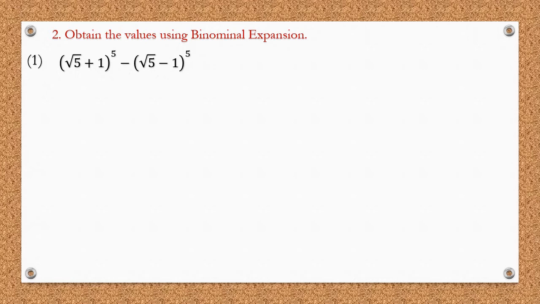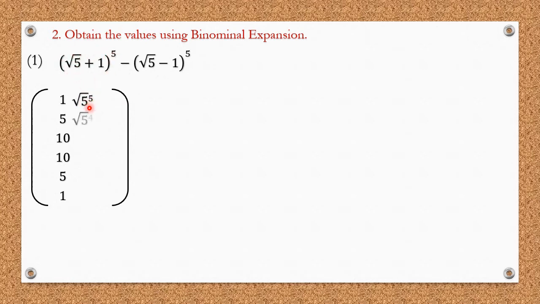This time I am going to calculate the expansion vertically like this. So first of all, we will take the first term, that is root 5 plus 1, and we will expand this. We have the power 5, so our coefficients will be 1, 5, 10, 10, 5, 1. The first term is root 5, so root 5 with the maximum power 5, then 4, 3, 2, 1. The second term is 1 with minimum power 0, then 1, 2, 3, 4, 5.